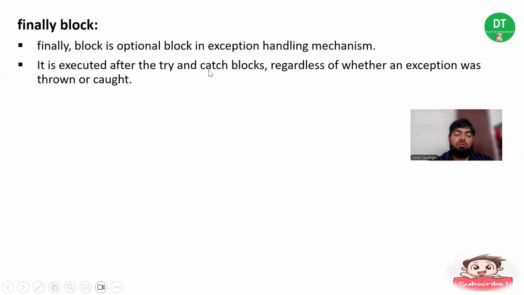Finally block. The try-catch mechanism also has the finally block. The finally block is an optional block in the exception handling mechanism. We can have it or we cannot have it. If we don't have a finally block, we will not encounter any error because it is optional. It is used after the try and catch blocks, regardless of whether an exception was thrown or caught. So it is executed after the try and catch blocks. It will not execute before the try or catch block. Anyhow, it will be executed whether an exception occurs or not, because it is written after the try and catch blocks. So after the catch block, the execution will go to the finally block.